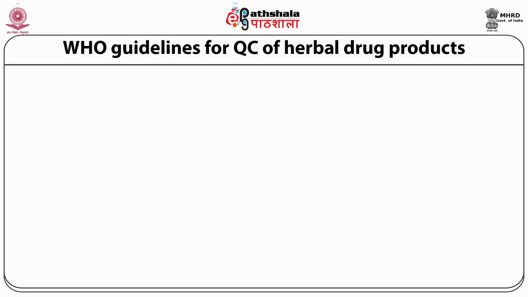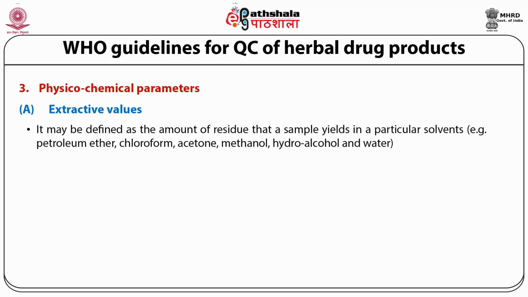Next set of evaluations or parameters are physicochemical parameters. They include first extractive values. So this is the total yield of a substance to any solvent. So we can follow cold extractive method, hot extractive method, or successive extractive methods.